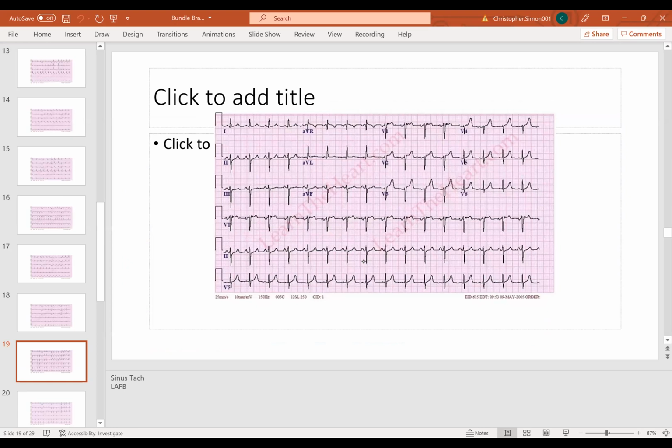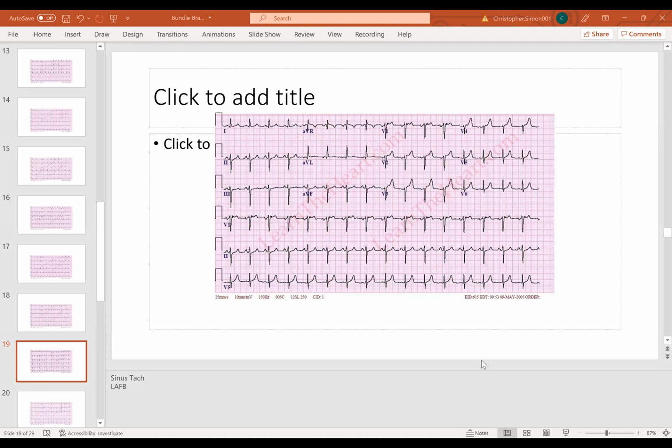P for every QRS. P's have the same morphology, regular R to R's. And see, we got narrow QRSs. So we have PR intervals within normal limits, narrow QRSs, and regular R to R intervals. So all that pretty much checks out. We apply this systematic approach. I do my rate first, looks like it's sinus tach. Then I do my rhythm, sinus tach. Then I do my intervals: PR interval, QRS, normal, normal, normal, right?